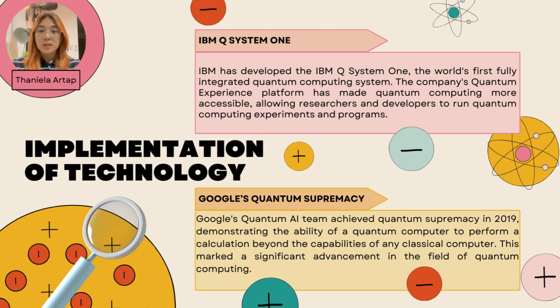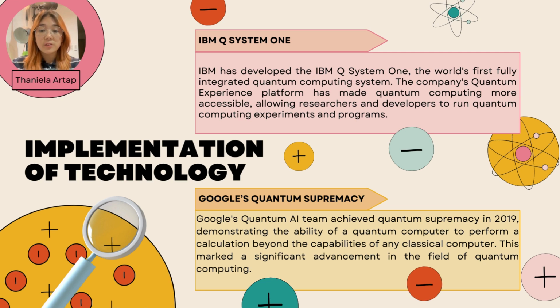First, we have the IBM Q System 1, the world's first fully integrated quantum computing system that is developed by one of the leading companies in quantum computing, which is IBM. They have also made quantum computing more accessible through its Quantum Experience platform, which allows researchers and developers to run quantum computing experiments and programs from their own computers.